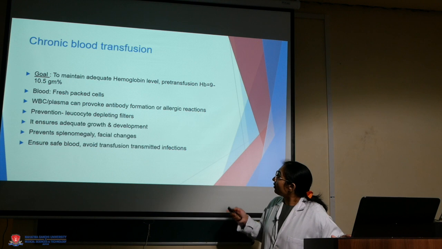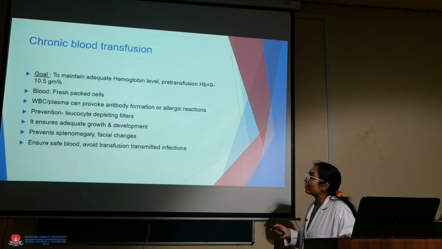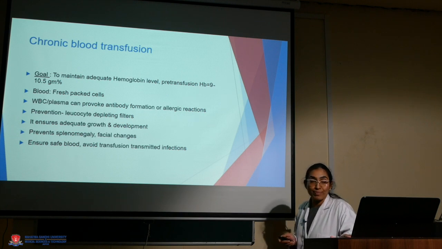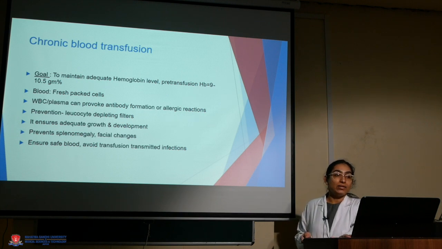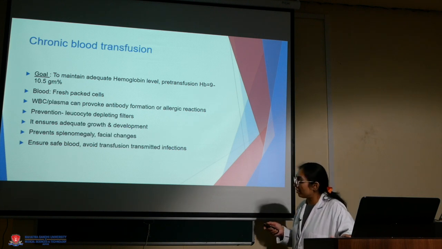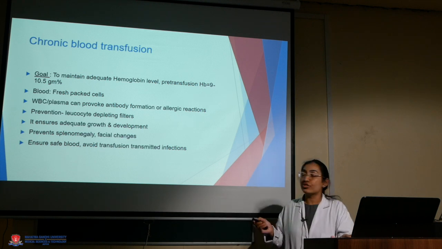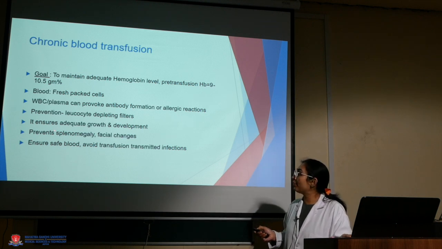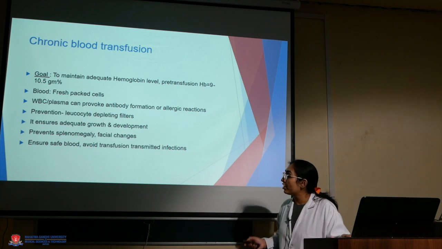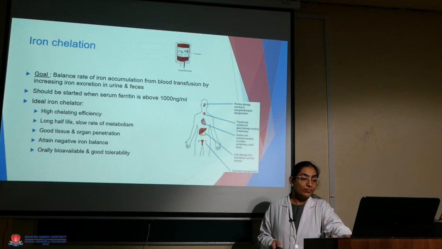Okay. Then the important thing is chronic blood transfusion, and the goal is to maintain hemoglobin at about 9 to 10.5. You need to give them packed fresh cells and use leukocyte depleting filters to ensure fewer allergic reactions. It ensures adequate growth and development, and prevents splenomegaly and facial changes. You need to ensure that the blood is safe and infection free.